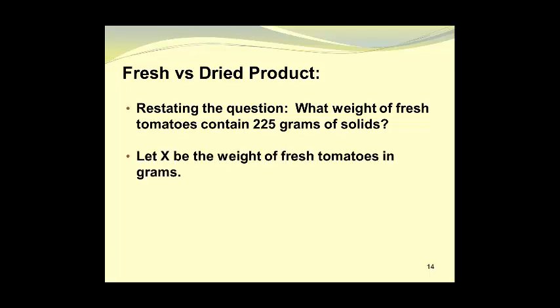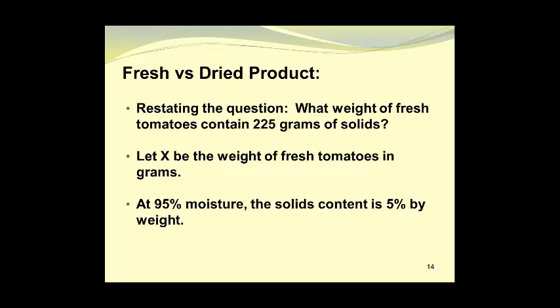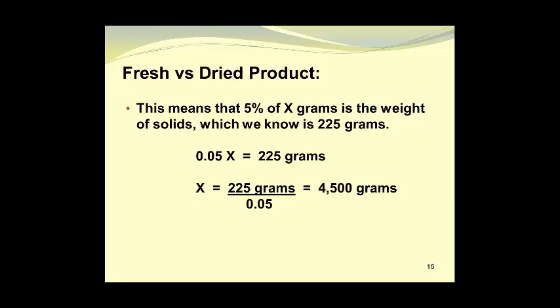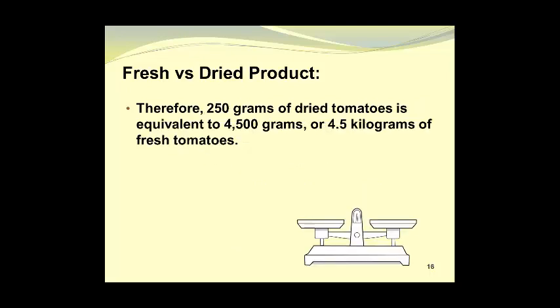So we'll restate the question at the top of this slide so you can follow through with the calculations, and we're going to let X be the weight of fresh tomatoes in grams. At 95% moisture, the solids content is only 5% by weight. This means that 5% of X grams is the weight of solids, which we know is 225 grams. So we can then say that 5% of x, which we write as 0.05x, is equal to 225 grams. Solving for x, we get a value of 4,500 grams, or 4.5 kilograms.